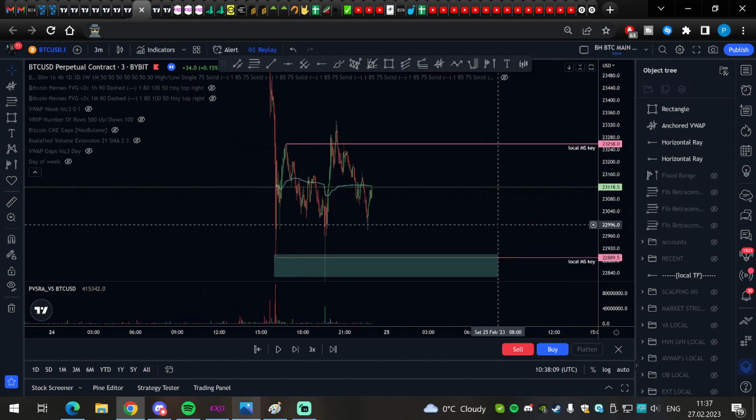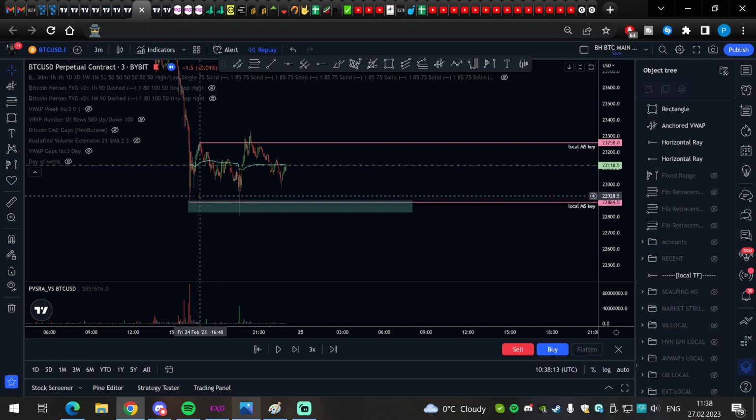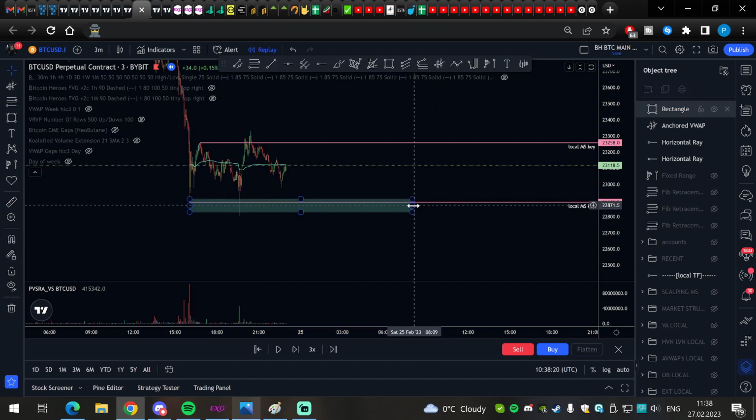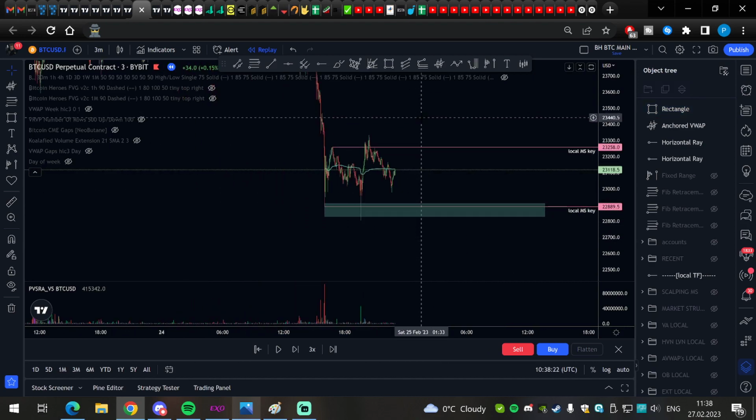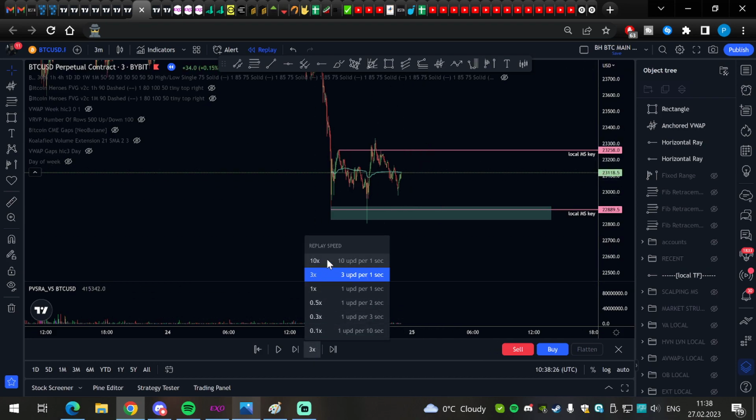Let's see, naked. I just want to see the market structure where we had the most really aggressive and exhaustive bounce here. Let's extend further. And now let's see what's happened. We can move it a bit faster now.